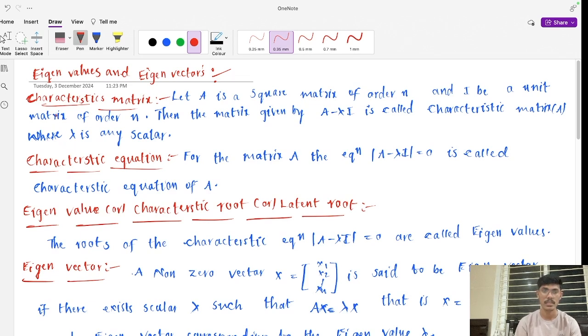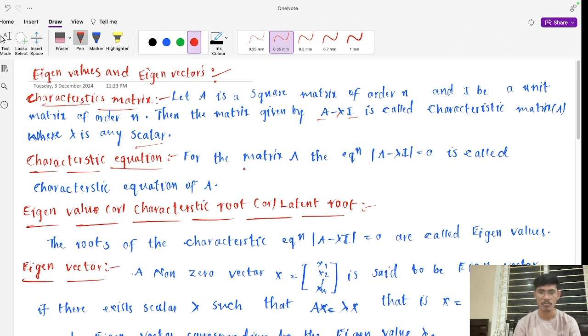Now we can discuss the characteristic matrix. Let A be a square matrix of order n and I be a unit matrix of order n. Then the matrix A minus lambda I, where A is the given matrix and I is the identity matrix and lambda is any scalar, is called the characteristic matrix of A.